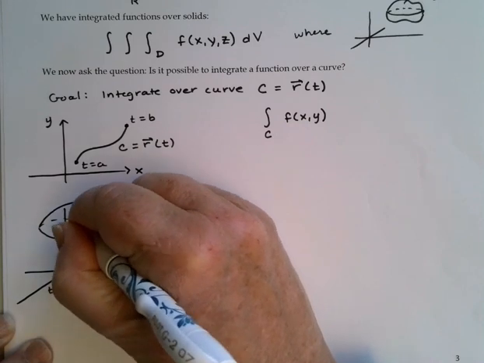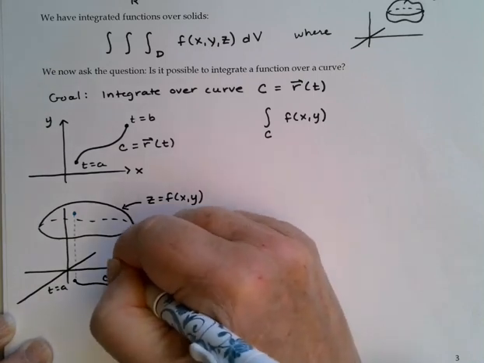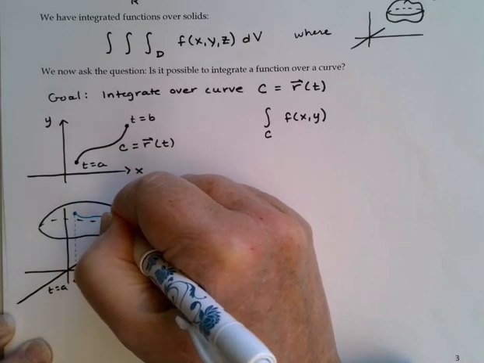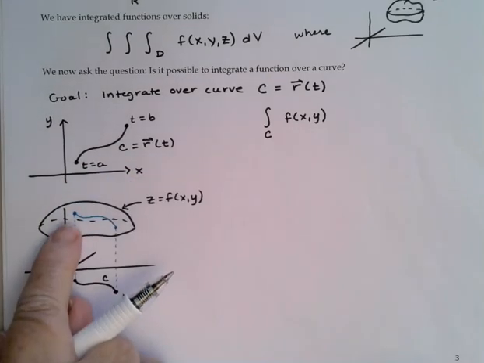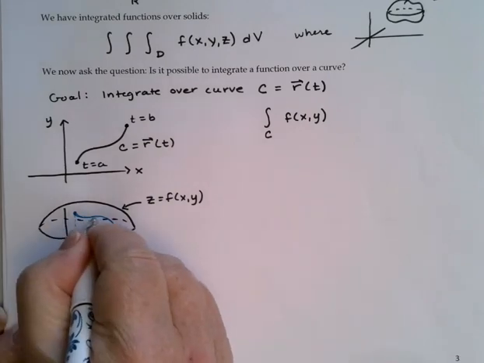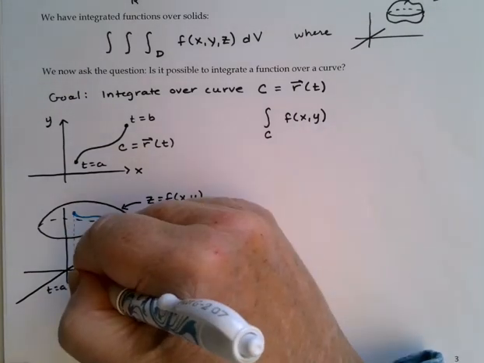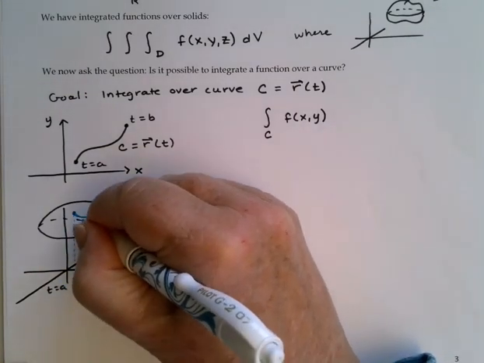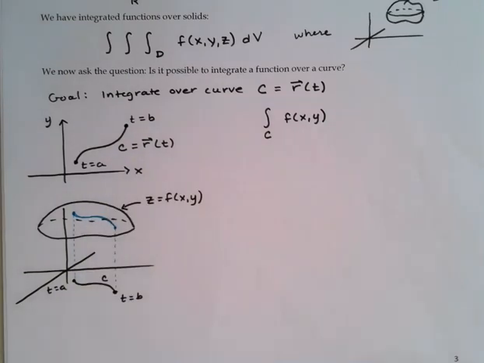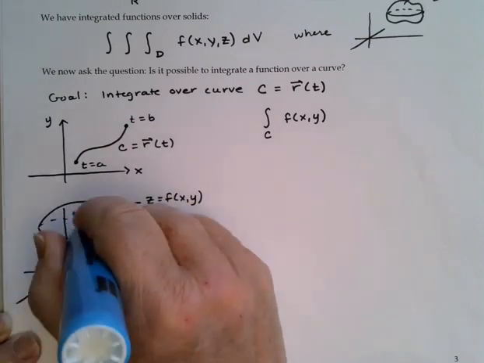So perhaps here, above t equals a, maybe we hit the surface there. And maybe here at t equals b, we hit our surface there. And we're going to have that same curve, but in some sort of a slanted way, following along that surface. If you imagine taking every point on C and following it up to its corresponding point on the surface, what you end up getting is this wavy curtain here.